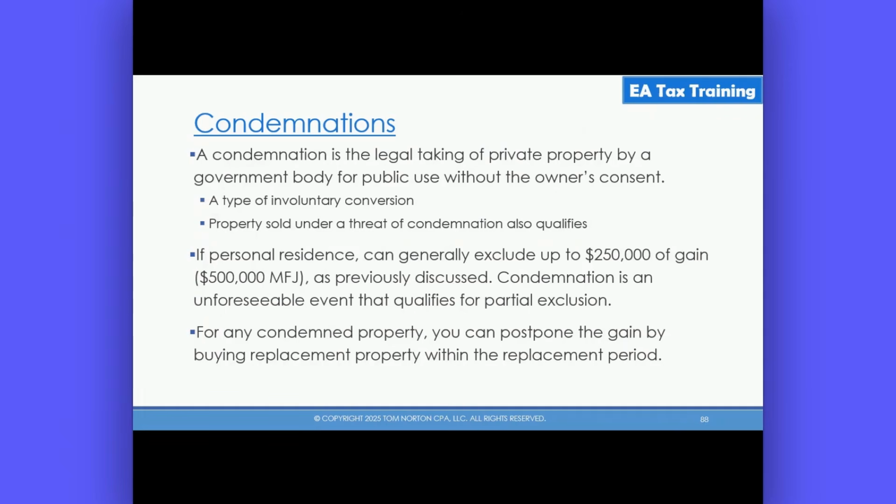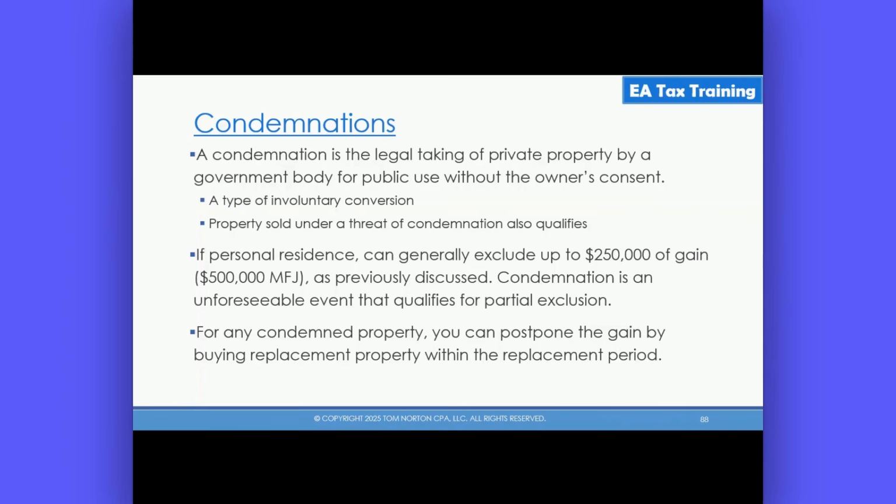Because when they do the condemnation, they don't just take the land. They have to give the people the fair market value of their land. So if you have a condemnation of your personal residence, then you generally can exclude the gain just as if you were selling your house. So you can exclude up to $250,000 or $500,000 if you are married filing jointly and if you meet all the rules. But a condemnation is an unforeseeable event that qualifies for partial exclusion. So remember, we said even if you don't meet the criteria, if you have an unforeseeable event, then you can have this partial exclusion. So a condemnation counts as one of those unforeseeable events.